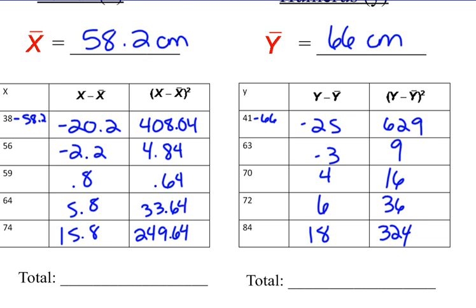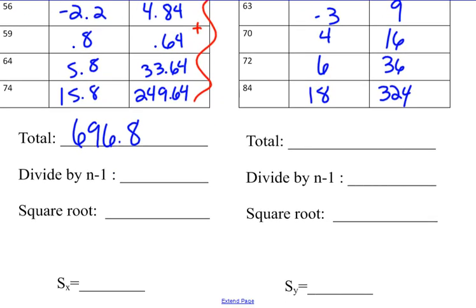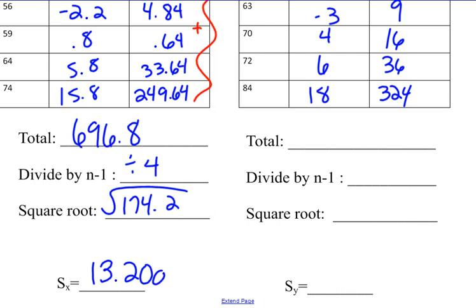Alright, so that's filled in. So now remember, to find your standard deviation, you add up all these numbers right here. So I'm going to find the total of all that. When I add those all up, I get a total of 696.8. And then I'm going to divide by n minus 1, so I'm really dividing by 4. When I take 696.8 divided by 4, I get 174.2. And then I take the square root of that for my standard deviation. So my standard deviation for x is 13.2 centimeters.